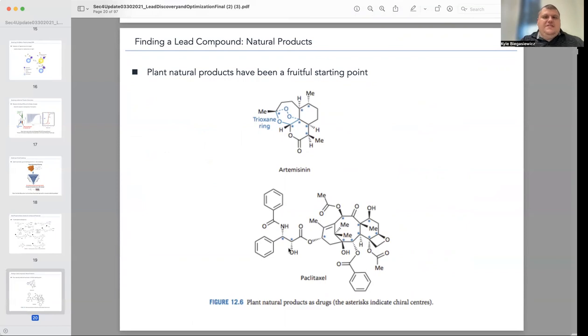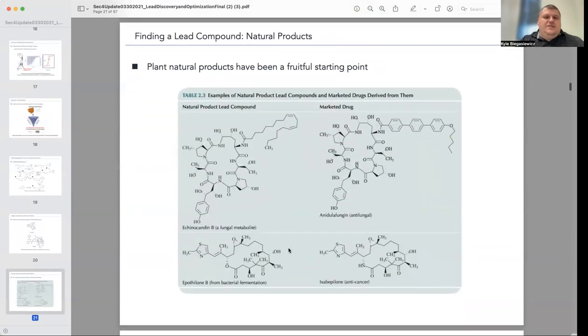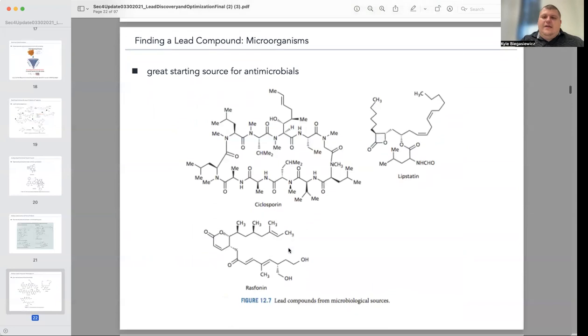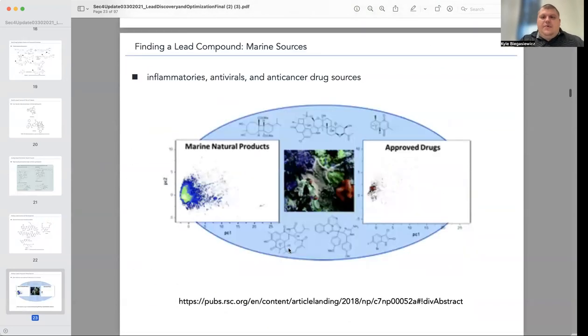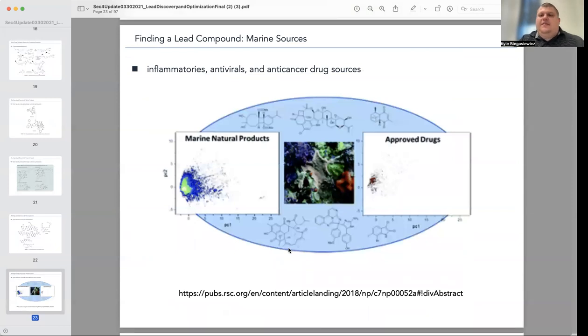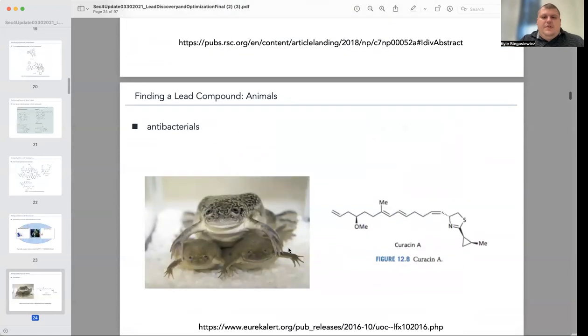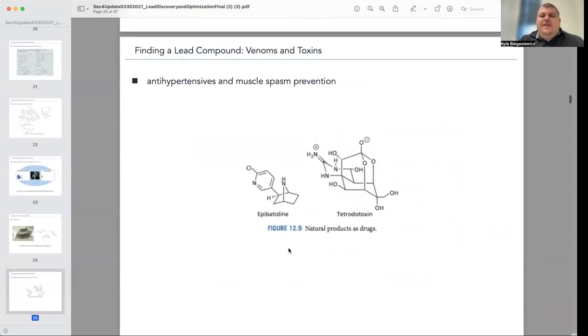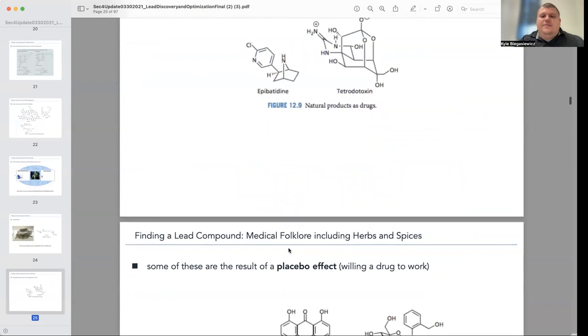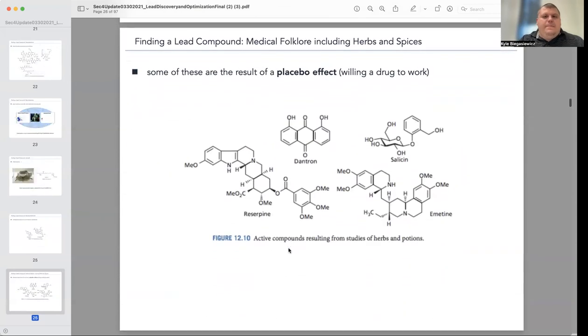Understanding how to find a lead compound is definitely going to be a question somewhere on the exam. Understanding the natural products in slide 20 would be one source. Slide 21 also covers that. For microorganisms in slide 22, that's important. Marine sources, typically those are natural products, but marine sources are also another good source of them. Slide 23 is important. Slide 24, it comes from animals. That's another source. Venoms and toxins in slide 25 is going to be important. Medical folklore, yes, that's also important.